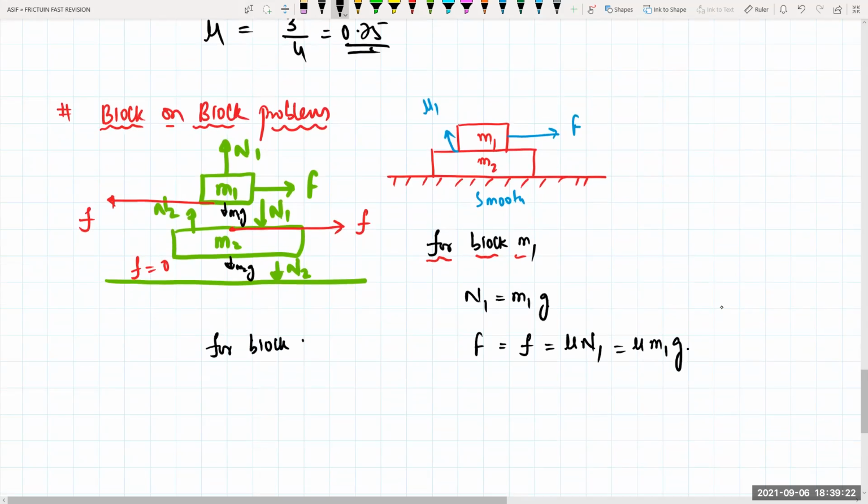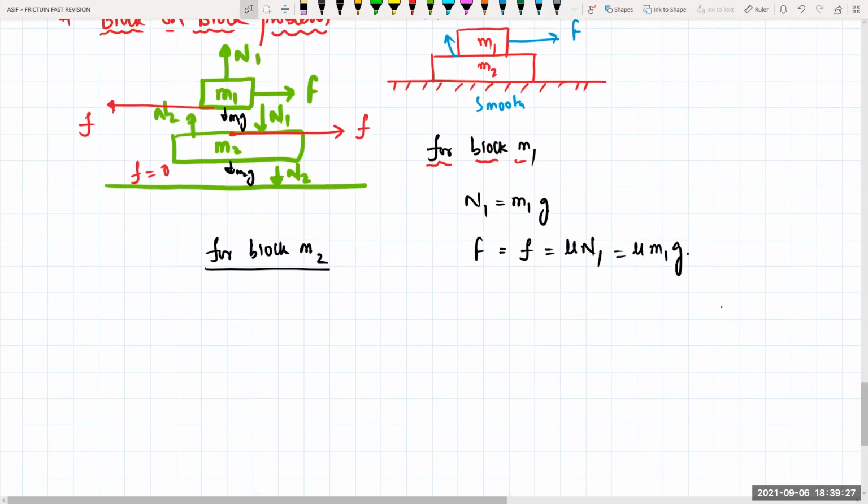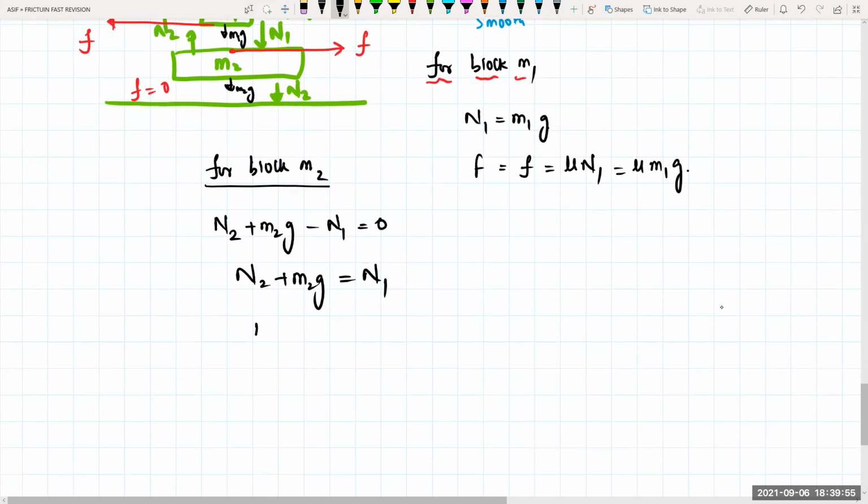The same way, for block M2, tell me what all forces are acting on this one. For block M2, the force will be equal to how much? N1 in the downward direction, N2 in the upward direction. N2 upward, plus M2G in the downward direction, minus N1, must be equal to zero. So N2 plus M2 into G will be equal to N1. Clear? Any doubt in this one? No, sir. N2 will be equal to how much?